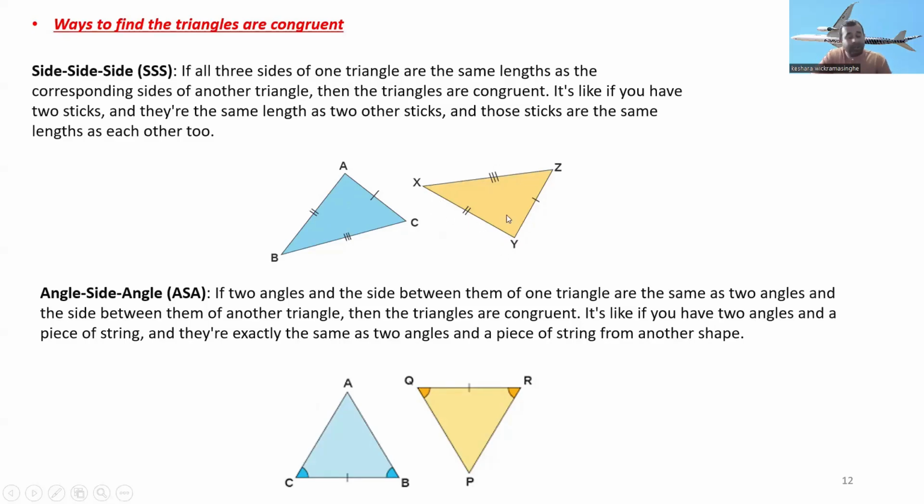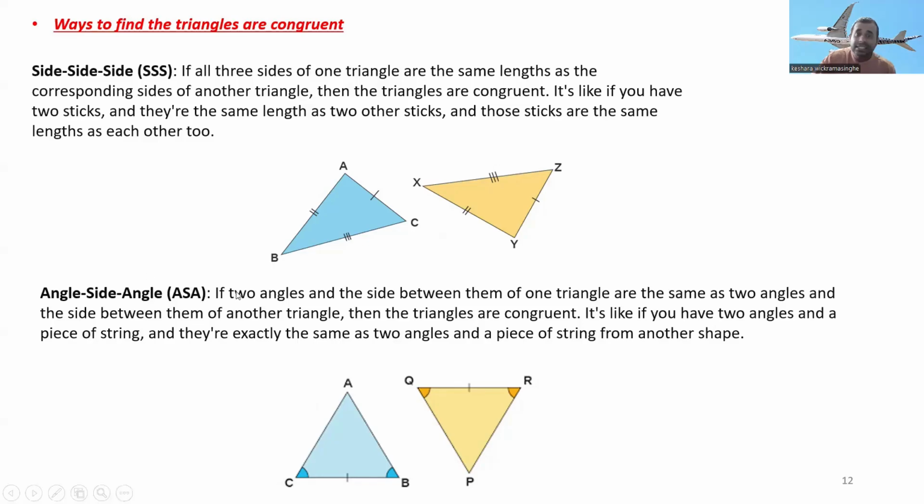All right, SSS. So like this, you can see if the three sides of a triangle are the same length as the corresponding sides of another triangle, then the triangles are congruent. So these two triangles are congruent. It's like if you have two sticks and they are the same length as two other sticks, and those sticks are the same length as each other too. This is called side-side-side. It means that if two triangles have three sides equal to the corresponding sides of the other triangle, then they are called congruent.